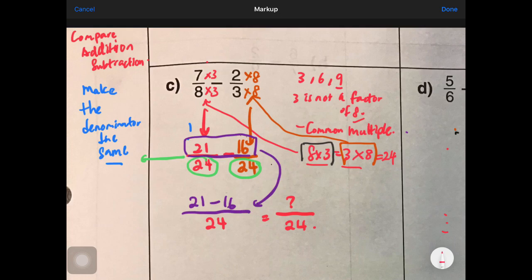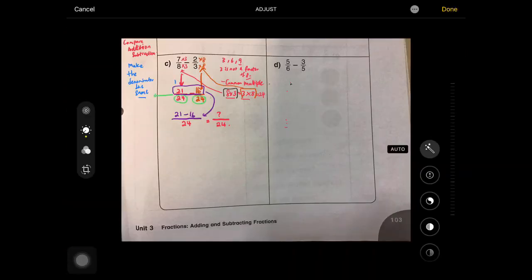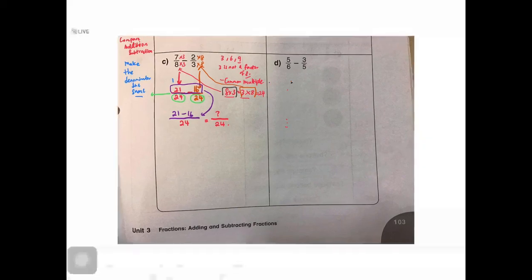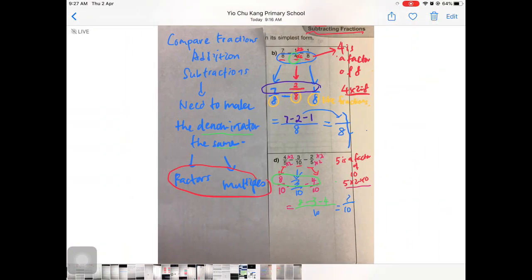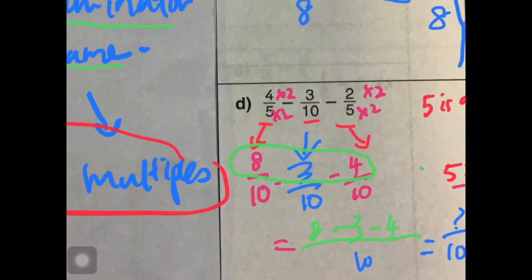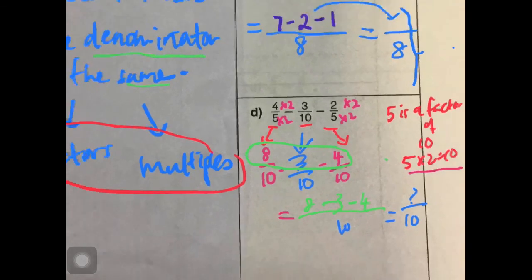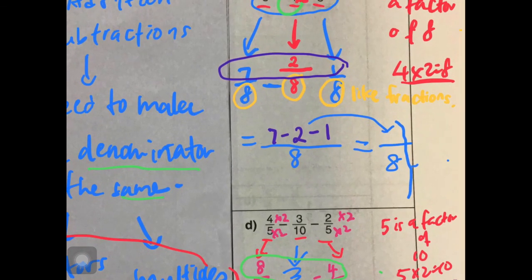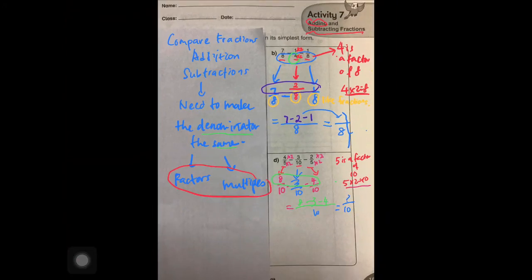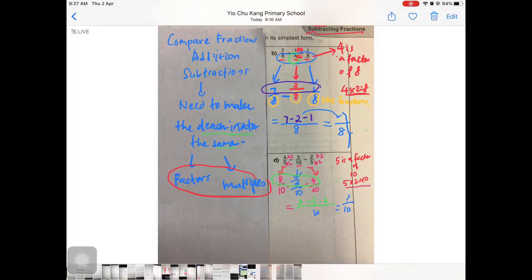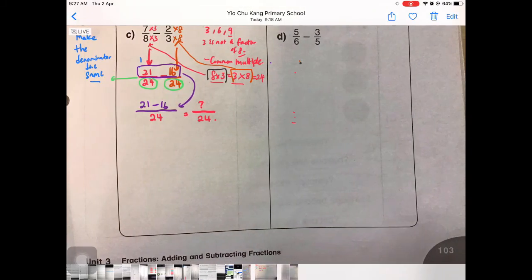So again, make the denominators the same. The previous one is a bit easier because you just need to change one of them, for example this one, you just need to change the 4 to 8. That's all. But for this one, you need to change both denominators. So this is the more difficult one.